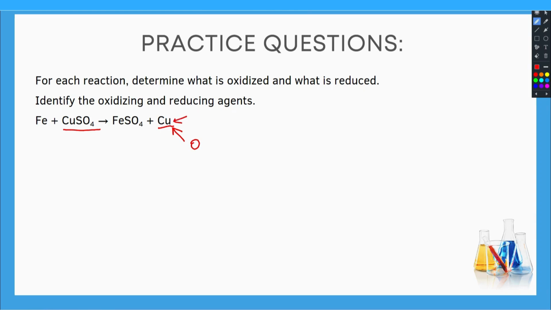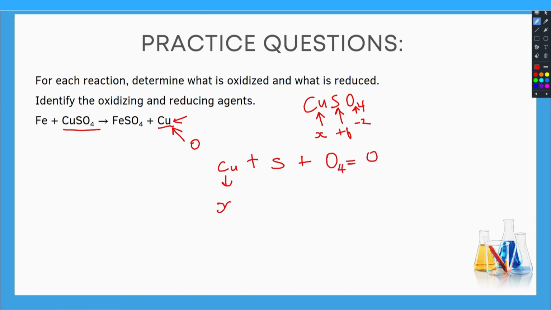Now let's calculate the oxidation number of copper in CuSO4. We don't know the oxidation number of copper here, but the oxidation number of sulfur is plus 6, and the oxidation number of oxygen is minus 2. So to find the oxidation number of copper, it becomes Cu plus S, which stands for sulfur, plus oxygen, all equal to 0. Now, oxygen has 4 atoms, remember. Now, Cu is X. We don't know what it is.